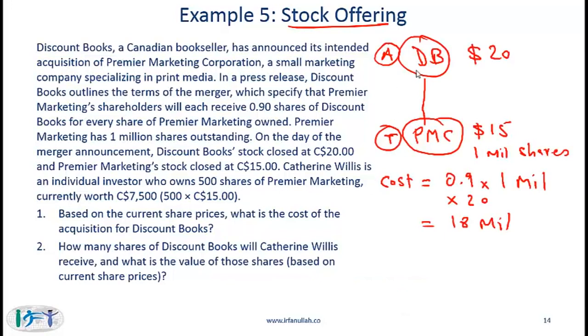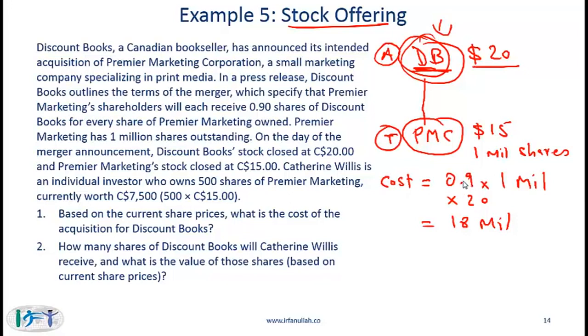So here's what's going on. We have company DB, which is the acquirer, and its shares trade for $20. PMC, which is the target, has shares trading for $15, and we have 1 million shares of PMC. We don't really need to know how many shares are outstanding of DB for this particular example. The cost, as I discussed on the previous slide, is equal to the exchange ratio, which is 0.9.